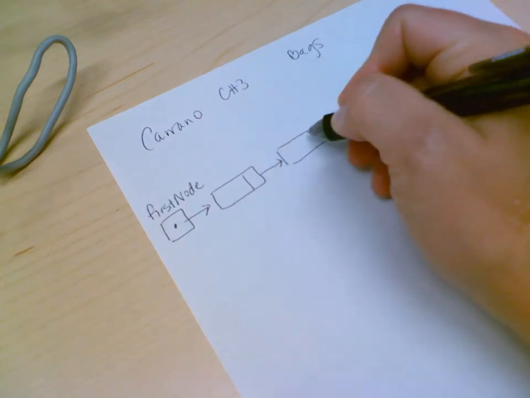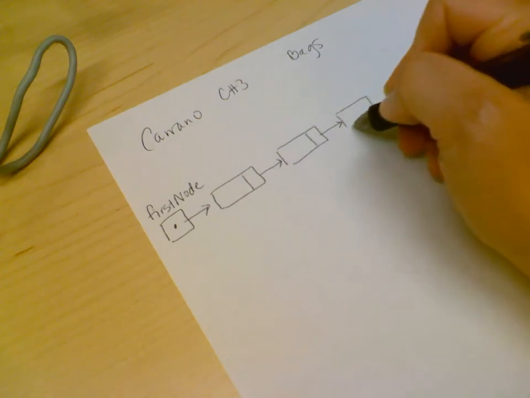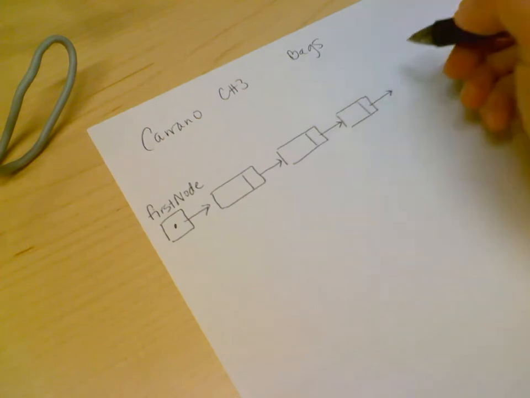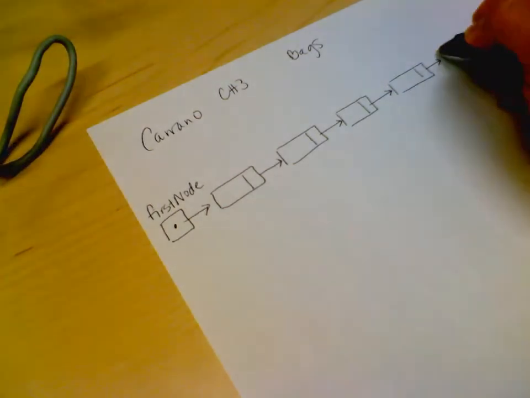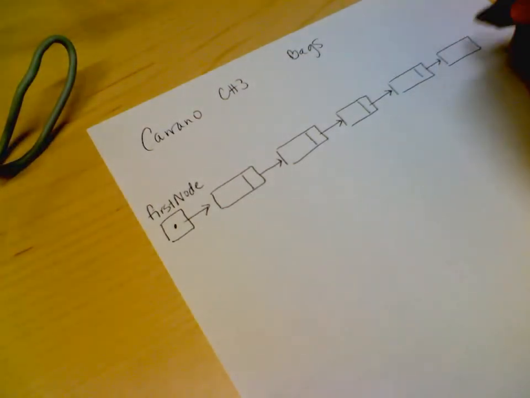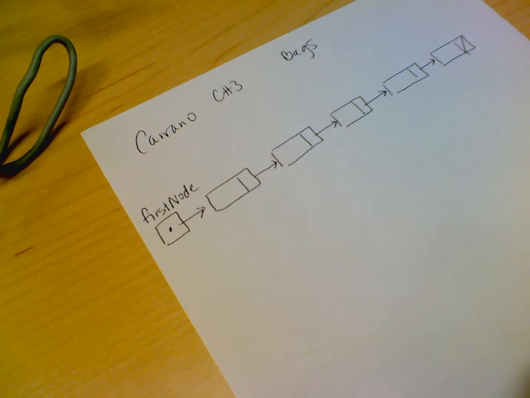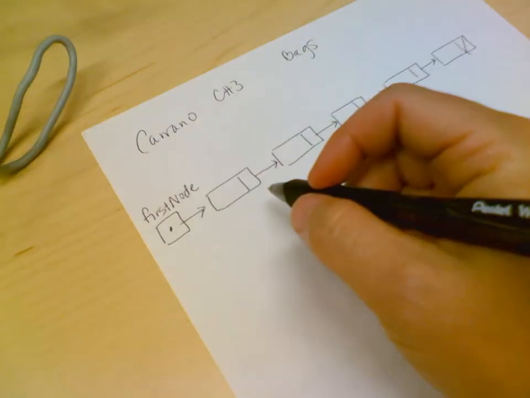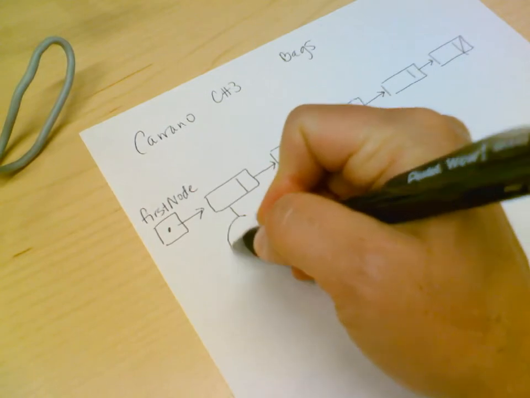And each node has a data field and a next field. And the next field is a reference to a node. And so our nodes can all be linked together. For this example, let's say that we have a bag of candy. So we have candy objects in our linked chain.